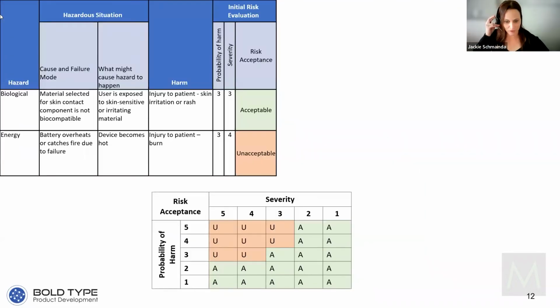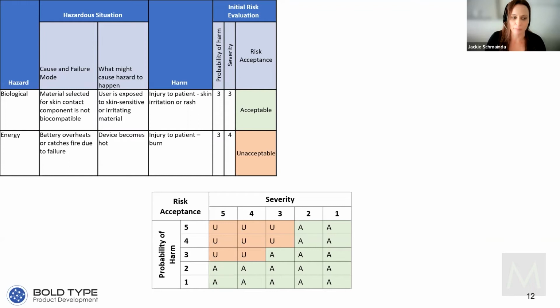So if we put this into action, there are really two primary phases of the risk management process. That's an initial assessment, and then there's a post-assessment. What's displayed here is really the initial risk evaluation. So what we're looking at is hazardous situations and harms. Then we're reviewing and assessing the probability of that harm, we're assigning a severity score. So if there is a harm, how severe is it? And then we're doing an initial risk acceptance review, and that's based on the table at the bottom.